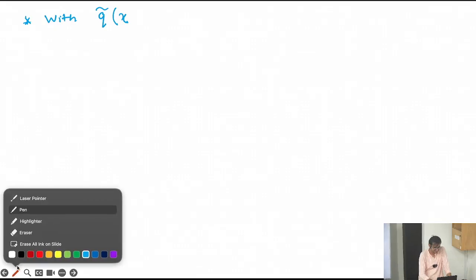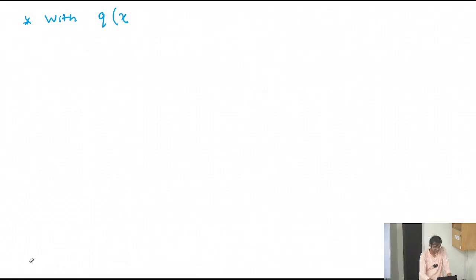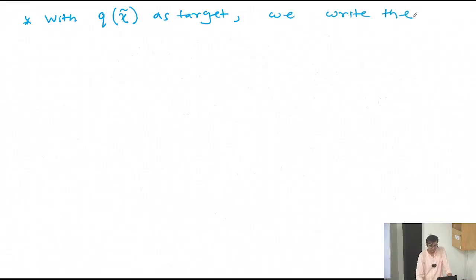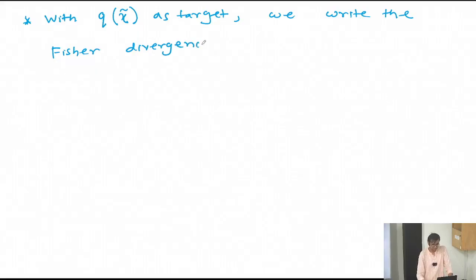So with Q of X tilde, sorry, not Q tilde, Q of X tilde as target, we write the Fisher divergence as follows. Okay.